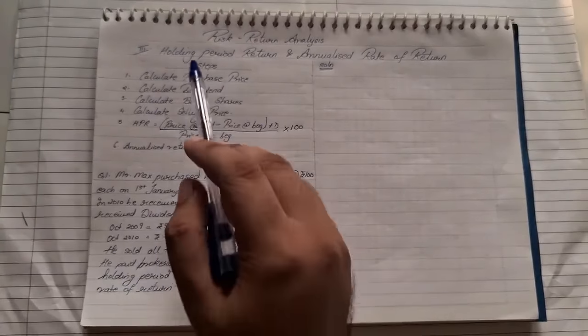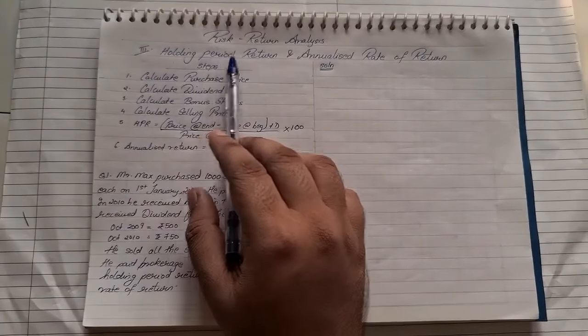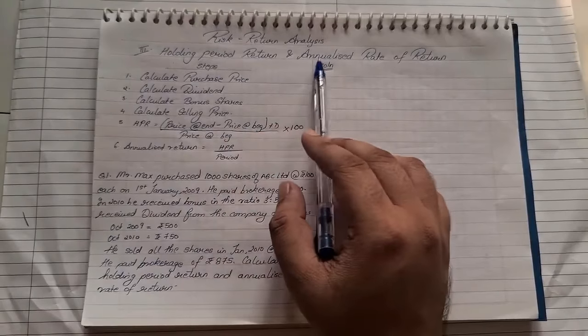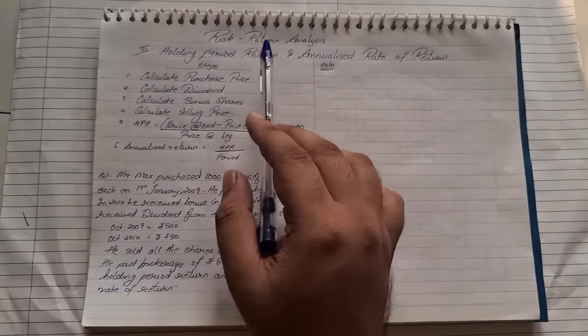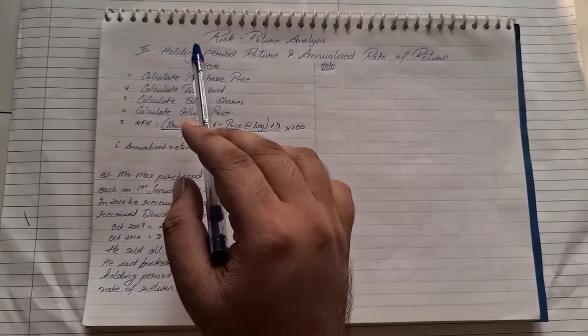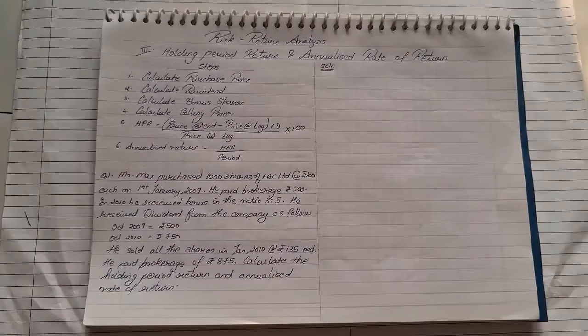Now let us see how to calculate the holding period return and the annualized rate of return under the chapter risk and return analysis. This is the third part of this chapter. The first one was based on expected return and standard deviation. Second is covariance and beta. And third is holding period return and the annualized rate of return.